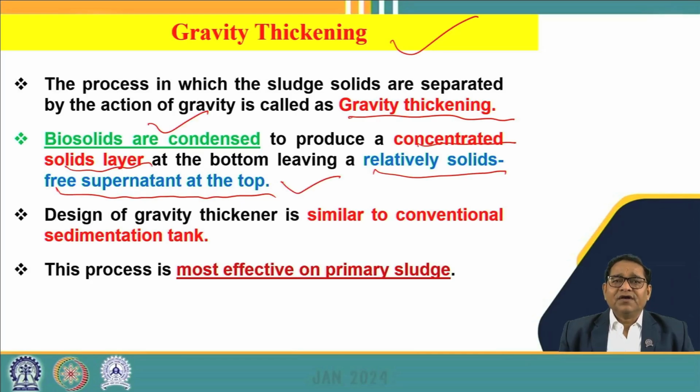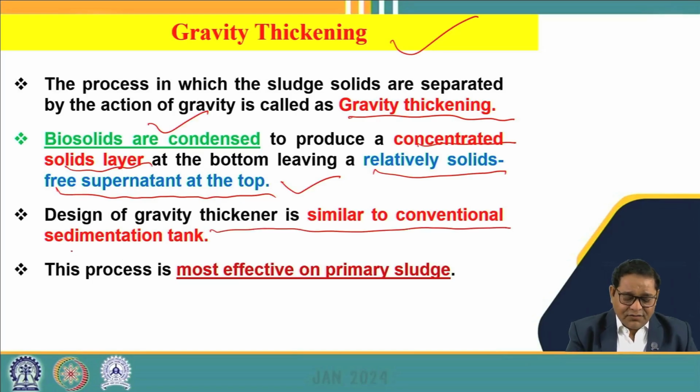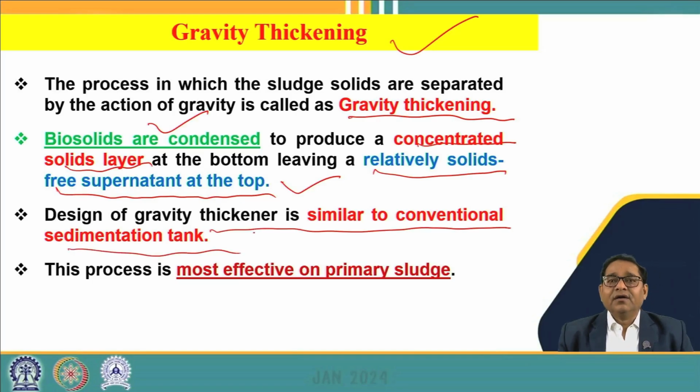So the design is based on gravity separation. This is designed like the conventional sedimentation tank design process. So we use the same process for design of gravity thickeners, which are mostly designed based on the hydraulic loading rate. This process is mostly effective for primary sludge, which is more inorganic in nature.